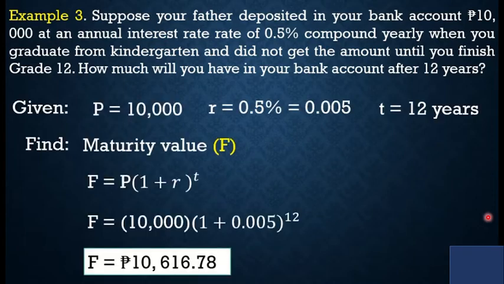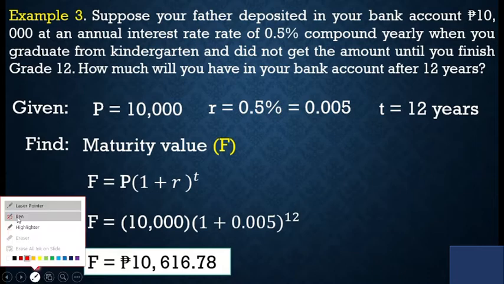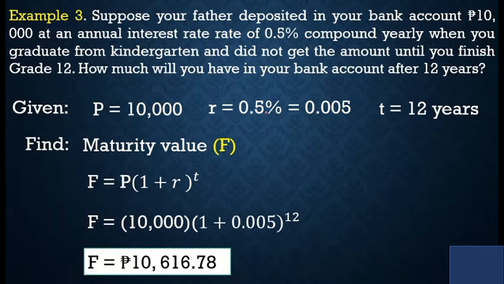Okay, so the final answer or the future value of this problem is 10,616.78 pesos. Given is 10,000, and this is our given rate 0.5%, ganong 0.005 na. Remember ha, kung magkuan ka og percent to decimal, mag-move ka lang ng dalawang beses dito. So 1, 2. So lagay ka ng decimal dito, then put 0, then 0. So yan, magiging 0.005.